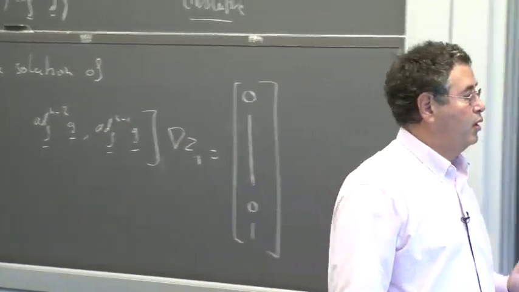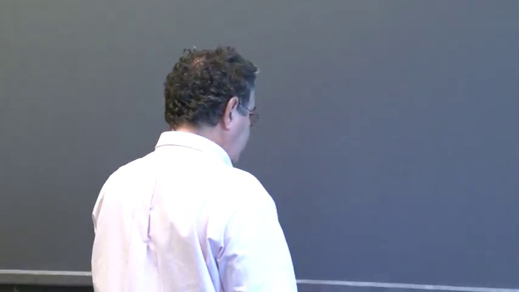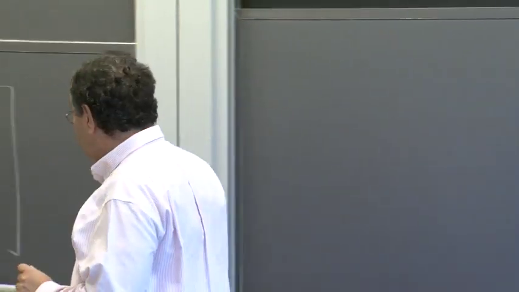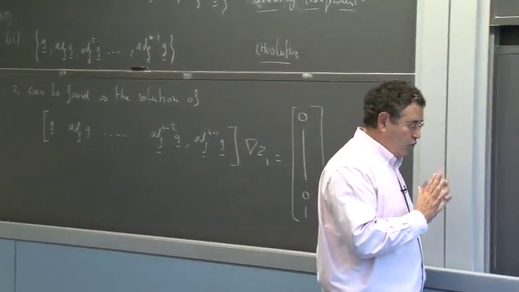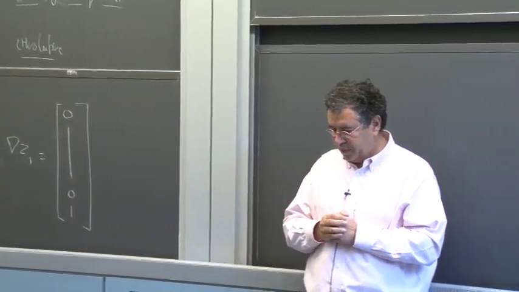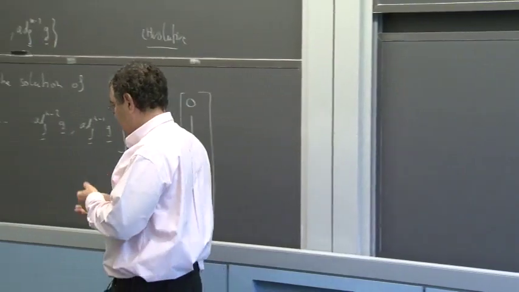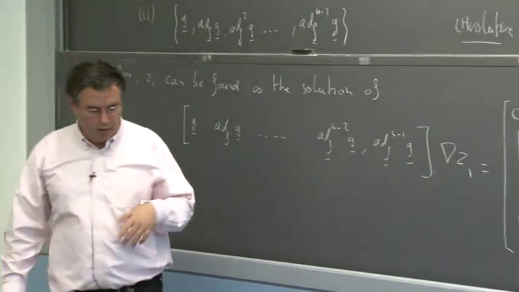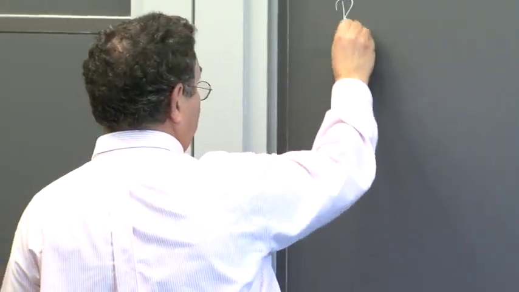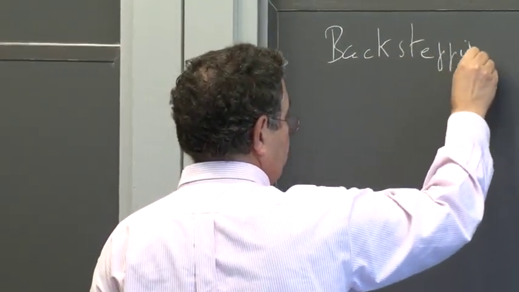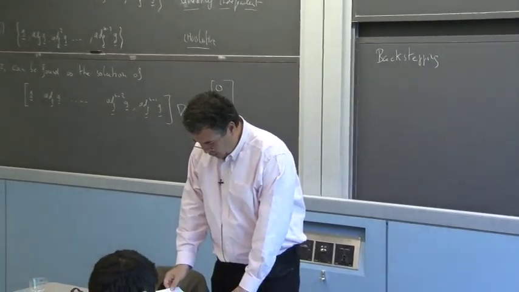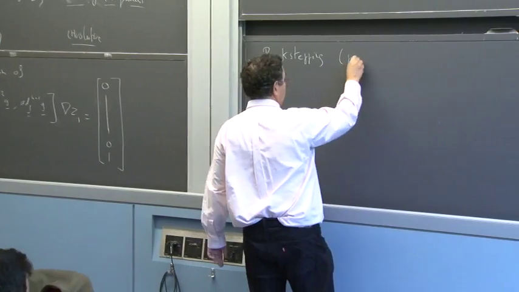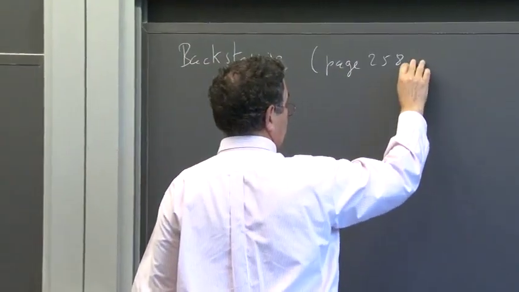Questions? Okay. So now we're going to switch to another direction, which I mentioned last time, which is less general, but on the other hand is very easy to play with, and that's something called backstepping. It's not called this in the book because this term was not usually used then, but it's page 258 and so on.